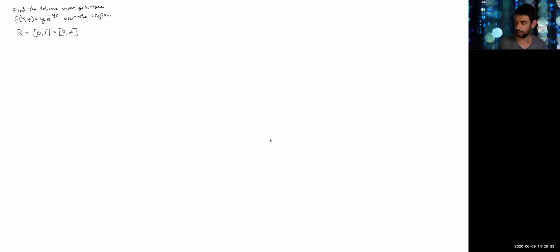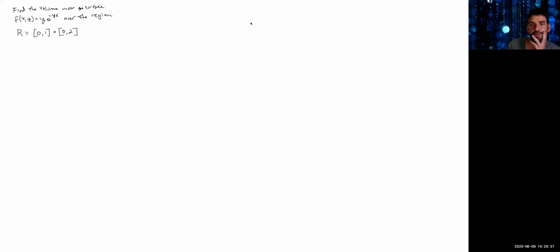Hello, everybody. So I want to do an example of an iterated integral. We did one in the last video, but it would be nice to do at least one more. So here's the problem. I want to find the volume under the surface f(x, y) = y e^(-xy) over this region R, which is the rectangle with all values of x from 0 to 1 and all values of y from 0 to 2.